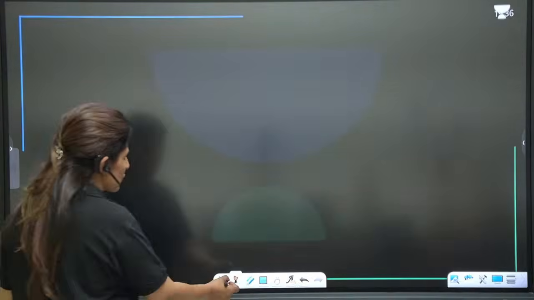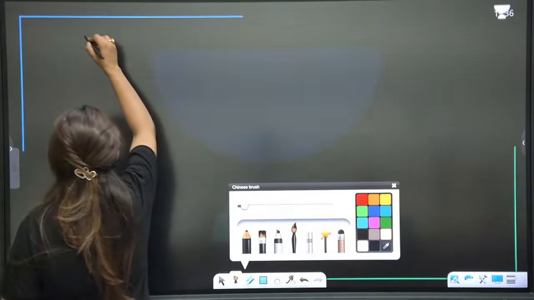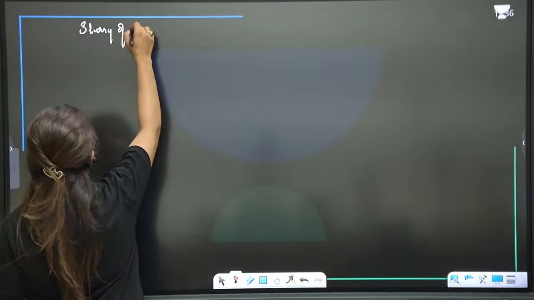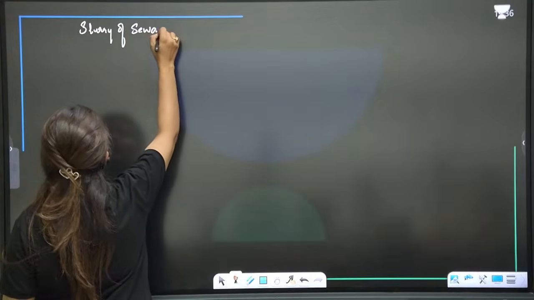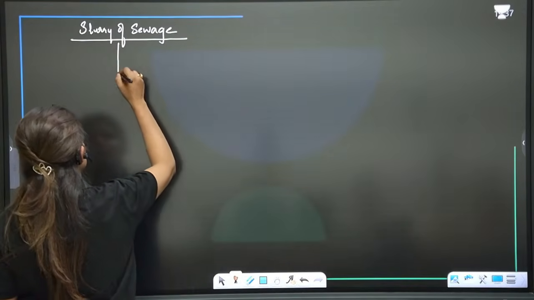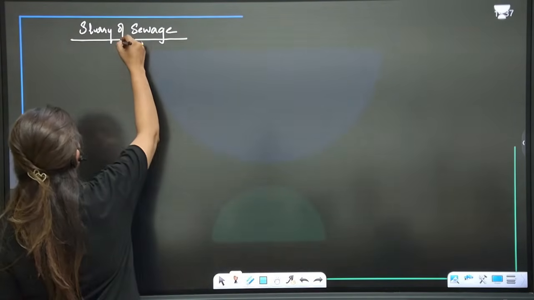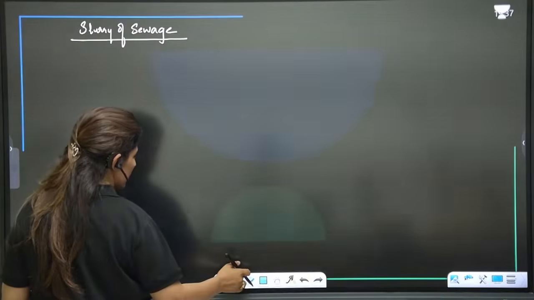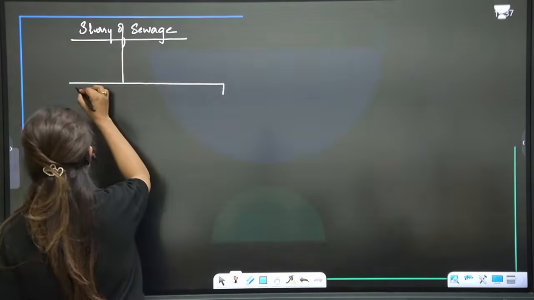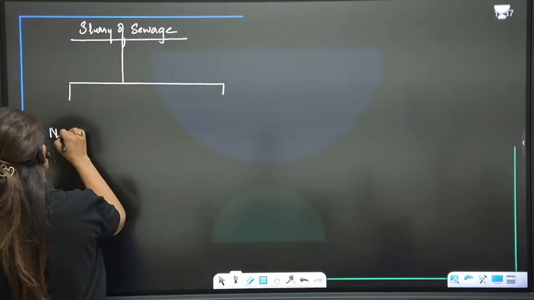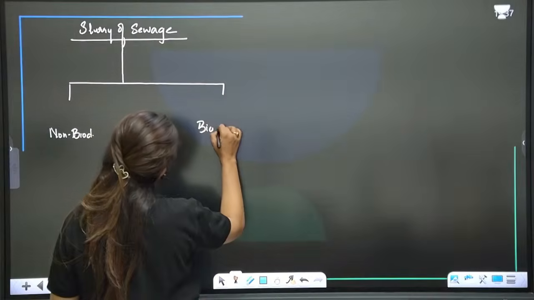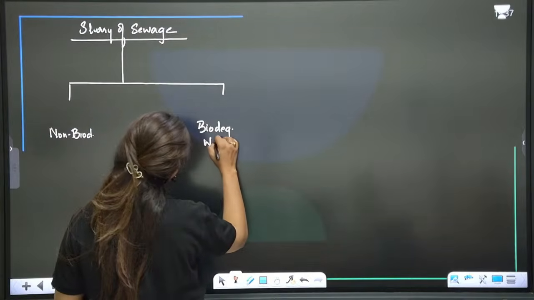Okay. So what are we going to do here? Let's see. So first of all, guys, sewage, we are going to make a slurry of it. We are going to make a very thin slurry of sewage. Is this clear? So the slurry of sewage is now going to undergo the first treatment, where we are going to separate the non-biodegradable waste from biodegradable waste. Yes. Now see here.